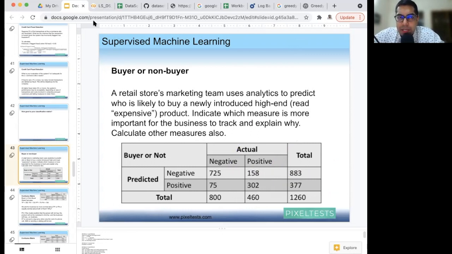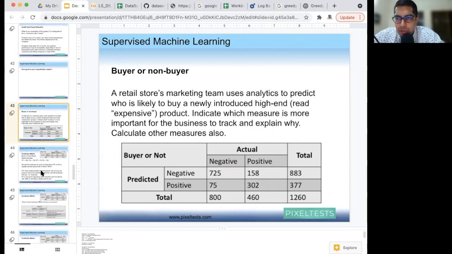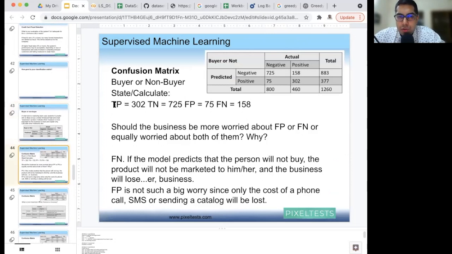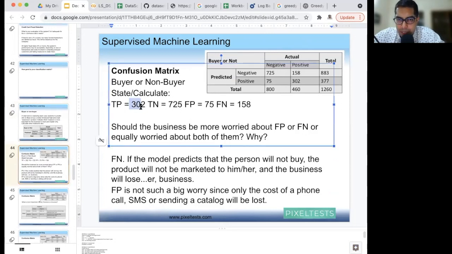Now let's introduce a few more definitions, right? True positive means in this matrix, I predicted that guy is going to buy and he went and bought. So that's 302, right? Now, true negative: I predicted that guy would never buy and he never bought. That's 725. So 2 of the 2 by 2 is done. False positive again, 75, and false negative 158.